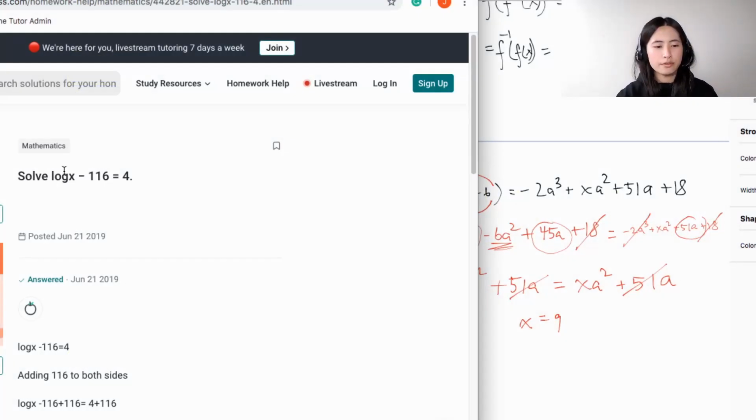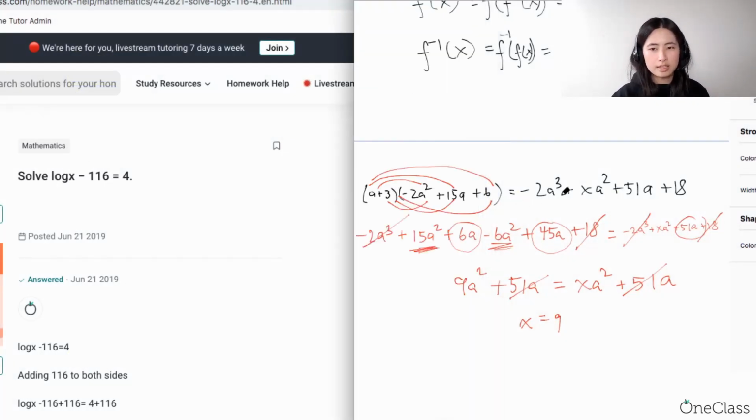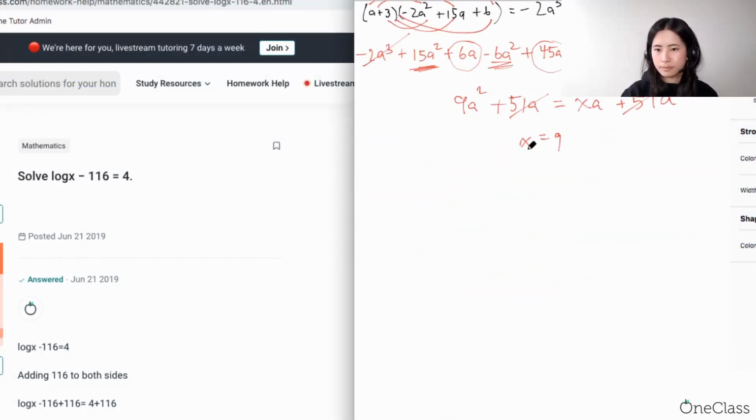Here we need to solve log of x minus 116 is equal to 4. Okay, so what I'm doing right now is I have this x over here, and this is negative 116, and this is equal to 4. There is a difference when your base is x as opposed to x minus 116, and they didn't really specify that in that question.